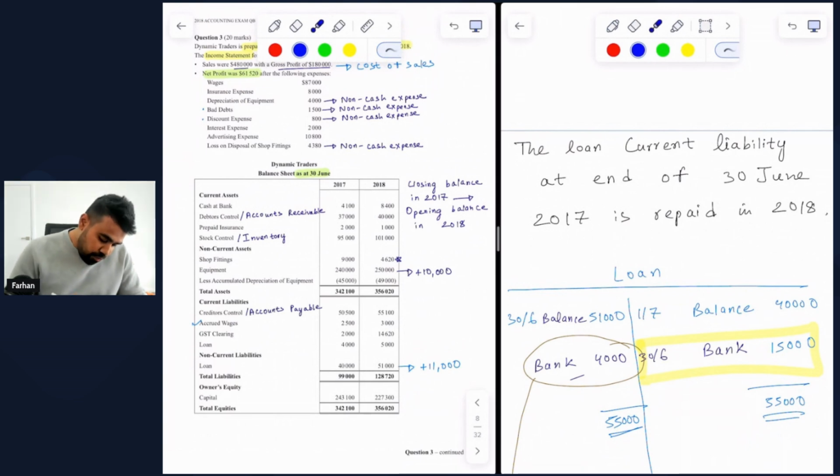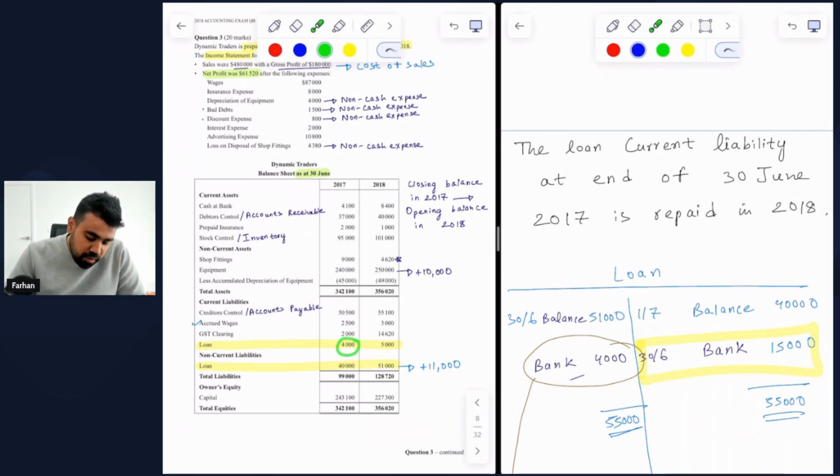Let's check where we are given the loan here. So under the current liability section, we are given the loan. And then again, under the non-current liability section, we're given another loan. So I'll just highlight those in green. So this is the loan that's given under the current liability section, and this is the loan that's given under the non-current liability section.